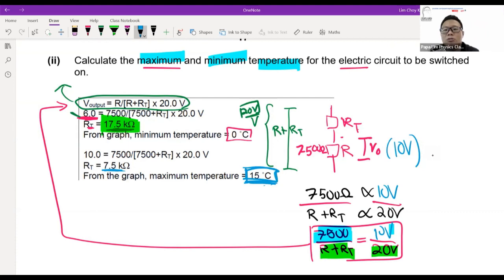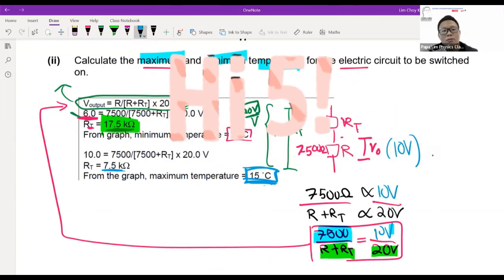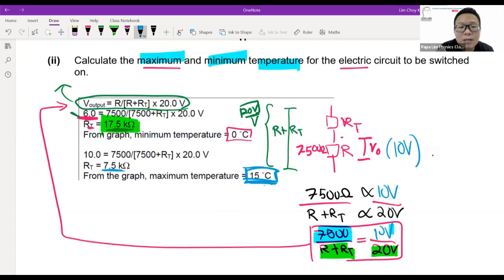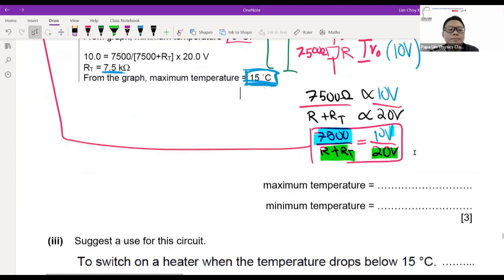Okay, so now I actually have the two ranges of temperature that allow the device to work. At 6 volts, the operating temperature for the thermistor has to be 0 degrees Celsius. And when the output increases to 10 volts, the temperature increases to 15 degrees Celsius. These are the two operating temperatures that will allow the circuit to work. So anything in between these two temperatures, this circuit will be operative.